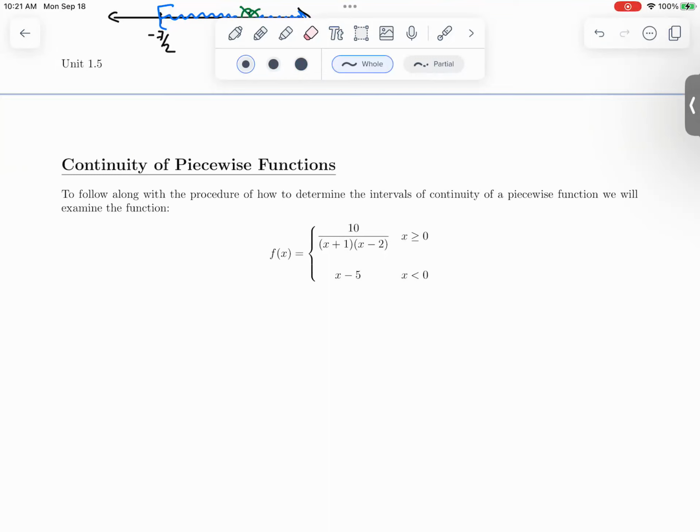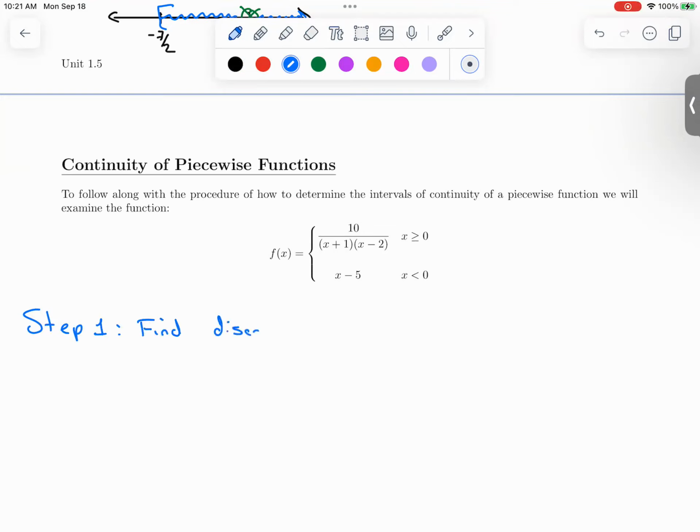Imagine what it means to be a piecewise function. It means that on given designated intervals, in this case, when x is greater than 0, you're the first function. When x is less than 0, you're the second function. On those pieces, we're defined as that function. So step 1 is to find the discontinuities on each piece.